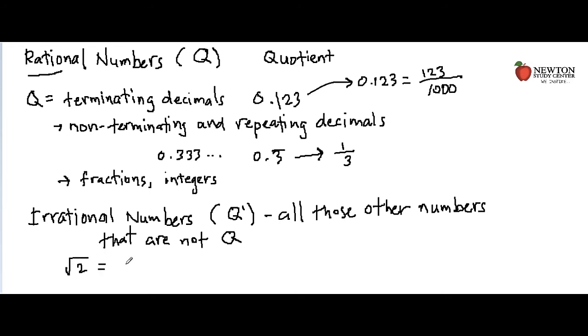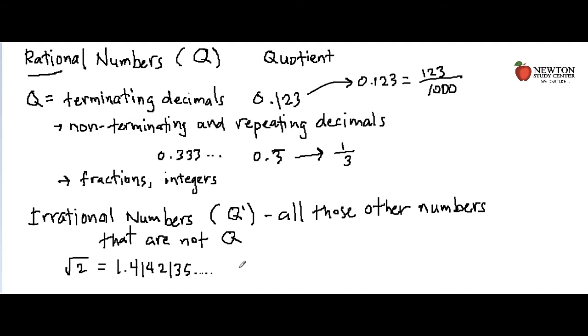So the square root of 2 is a value that looks something like this. It's 1.414213 and so on. So the number contains decimals that are not terminating and have no pattern. So since there is no pattern, there is no way to convert it into a fraction.